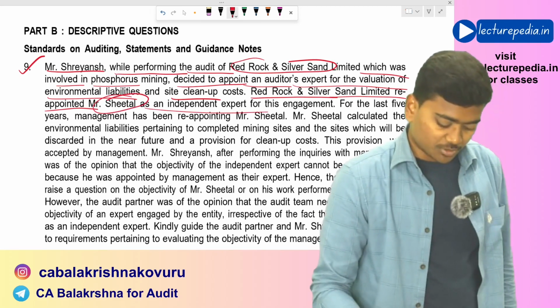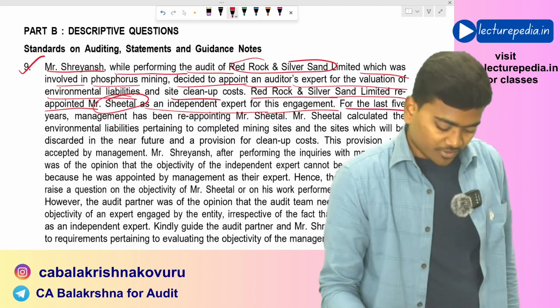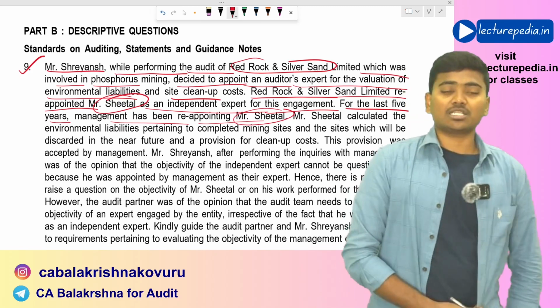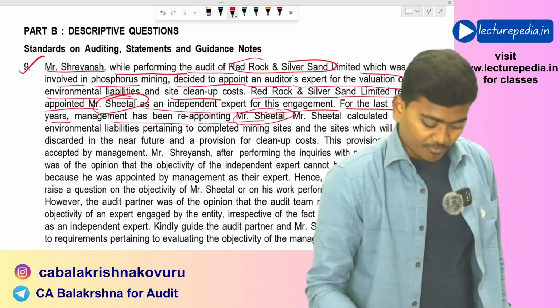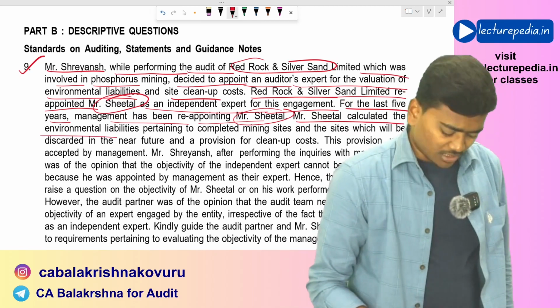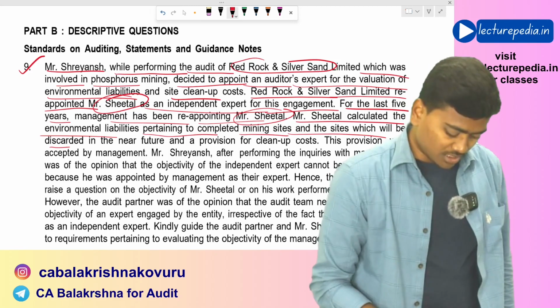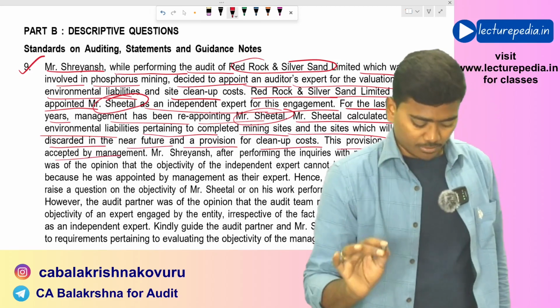Sheetal as an independent expert for this engagement. Mr. Sheetal is management's expert. For the last 5 years, management has been reappointing Mr. Sheetal. Mr. Sheetal calculated the environmental liabilities pertaining to completed mining sites and the sites which will be discarded in the near future, and a provision for cleanup costs.